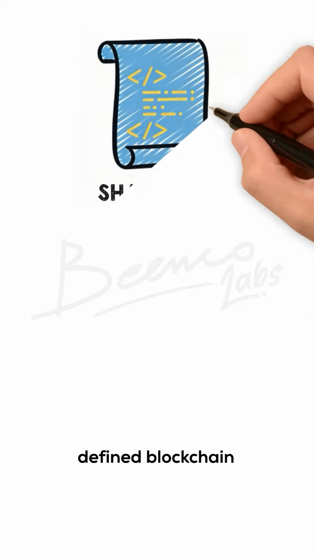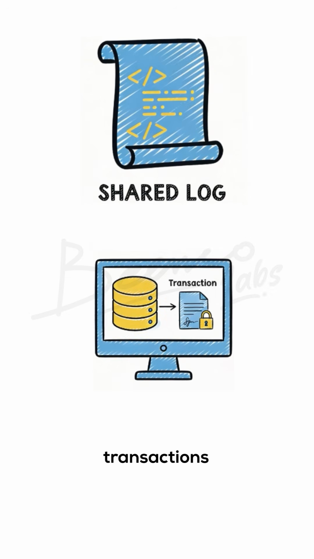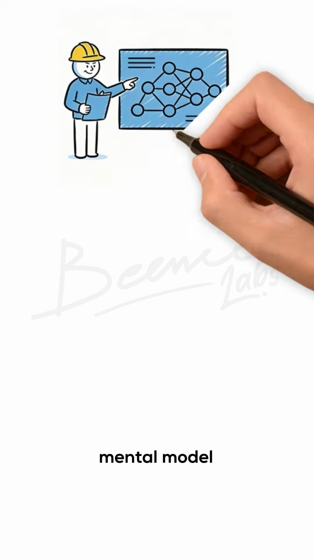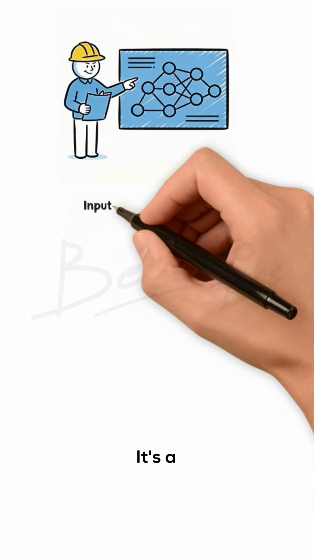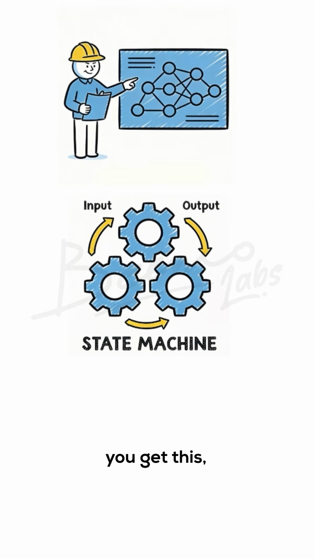So far, we defined blockchain as a shared log. Then we saw how Web2 database writes become transactions. Now here's the real builder mental model. Blockchain isn't blocks and coins. It's a distributed system pattern, a replicated state machine. And once you get this, everything clicks.